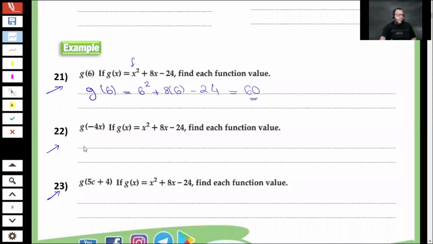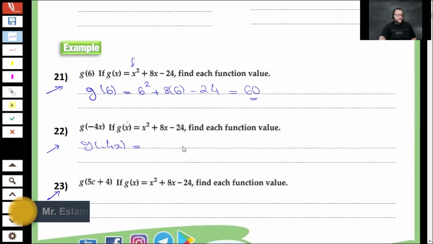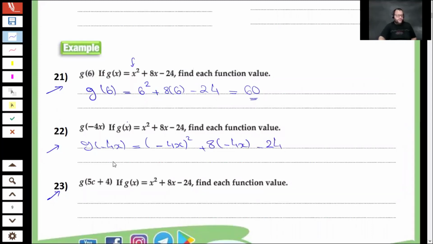Sure. And to find g of negative 4x, all we have to do is replace x with negative 4x. So it will be negative 4x to the power 2 plus 8 times negative 4x minus 24. You remember this one? 16x squared. So it will be 16x squared minus 32x minus 24.